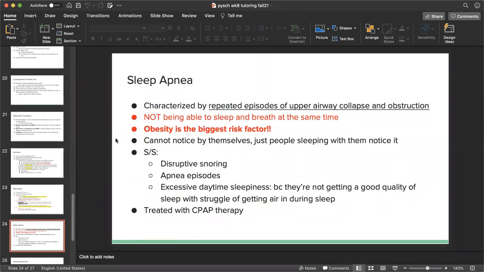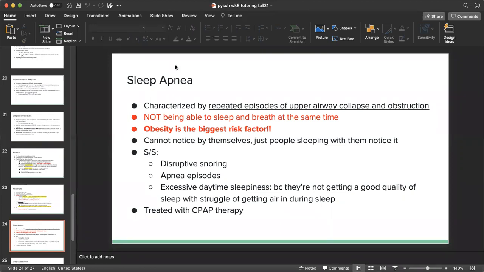So here's that sleep apnea stuff. Sleep apnea is characterized by repeated episodes of upper airway collapse and obstruction. So not being able to sleep and breathe at the same time. Sleep apnea can be serious if it's not diagnosed because you're literally not breathing while you're sleeping. Obesity is the biggest risk factor for sleep apnea.